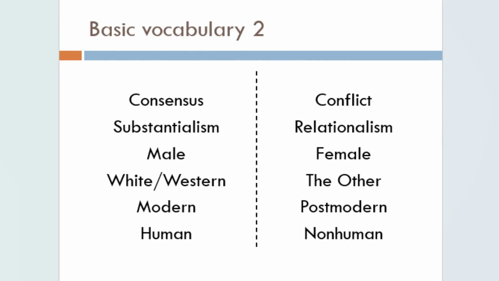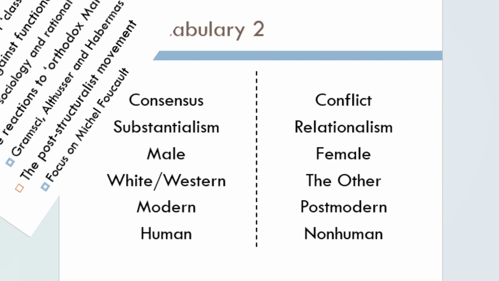Basic vocabulary. Similarly here, consensus versus conflict, substantialism versus relationalism, modern versus postmodern, human versus non-human. These are not neutral binaries, they carry histories, assumptions, power relations. Later in the unit, feminist and post-colonial theorists will push very hard on these categories, asking who they serve and who they exclude.